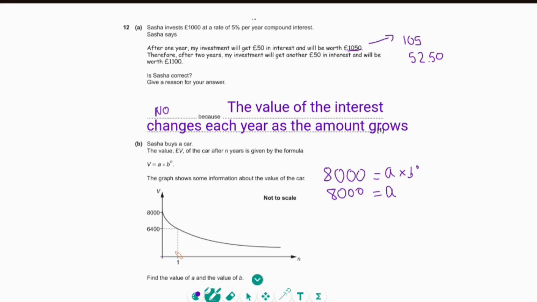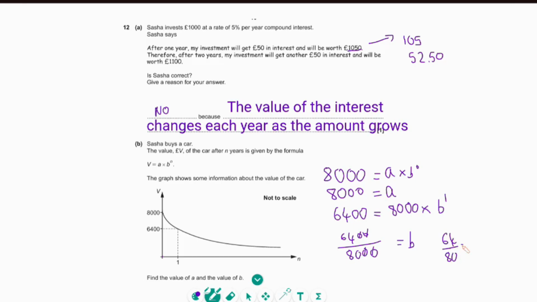After 1 year, it's worth 6,400. So 6,400 equals 8,000, because we know A is 8,000, times B to the power 1. Okay, how do we make B the subject here? We need to divide both sides by 8,000. We need to work that out without a calculator. We can cancel these zeros by dividing by 100. So now we have 64 divided by 80.